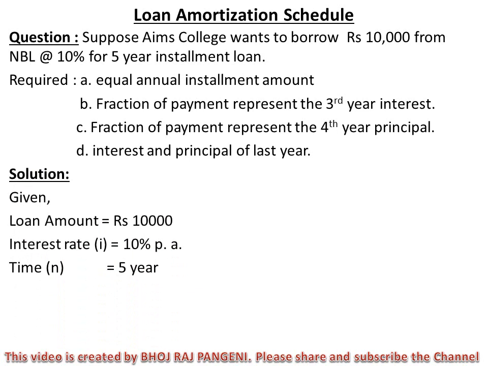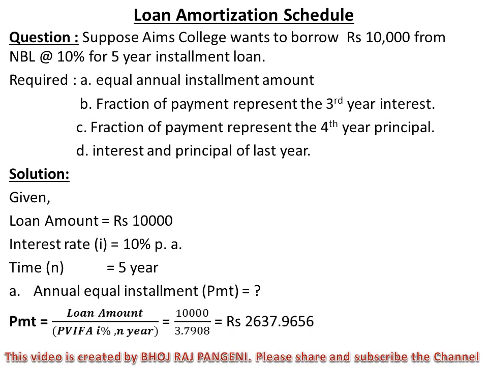First of all, we have to write the given information: loan amount equal to 10,000, interest rate equal to 10% per annum, time equal to 5 years, and annual equal installment PMT equal to what? We know that PMT equals loan amount divided by PVIFA i% year on year. Loan amount is 10,000, and PVIFA i% year on year: i% means 10%, year on year means 5 years.